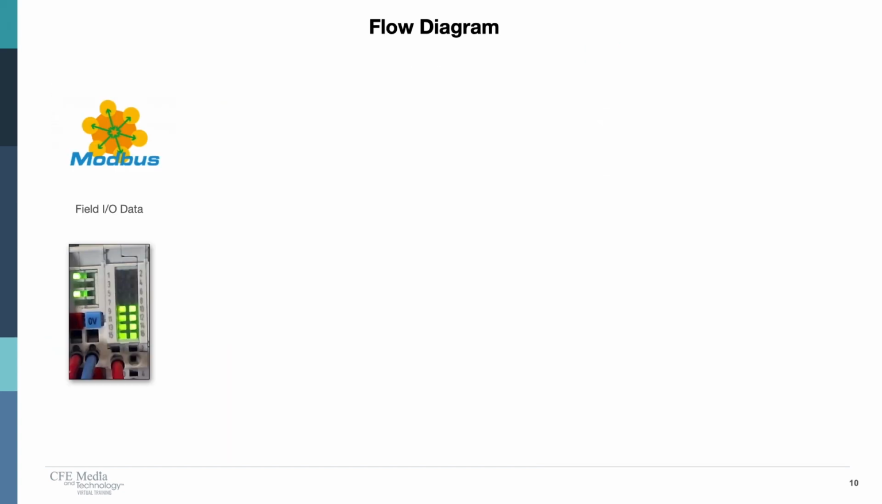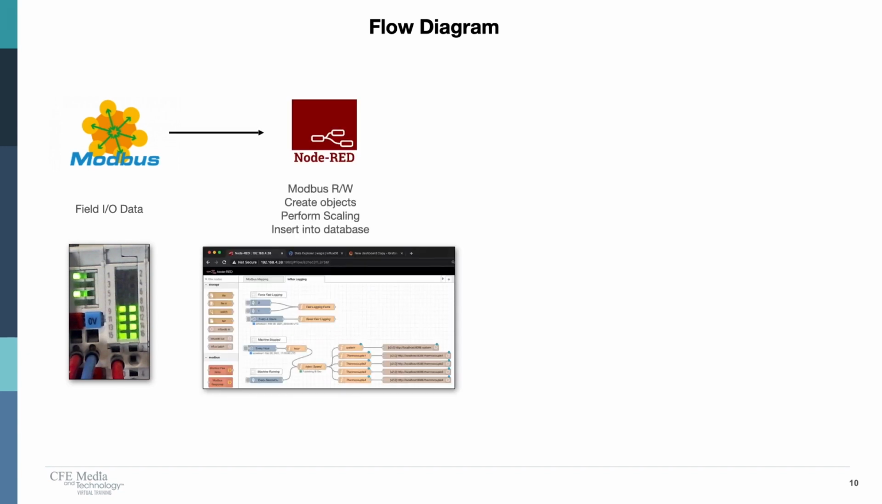So let's just quickly look at the flow diagram of today's training. We start in the field. We have I/O points. These are, in this case, Modbus. They could be your PLC that you happen to be using. And we're going to be bringing that into our Node-RED using the Modbus driver. And within Node-RED, we'll also be creating our objects and organizing the data in an easy-to-use way, so that when we create the dashboards, it's easy to find the data points that we're looking for.